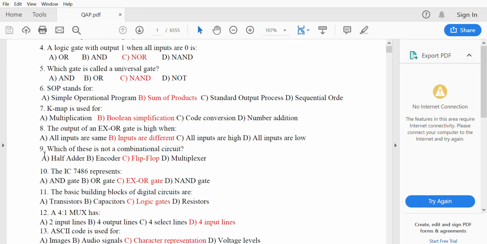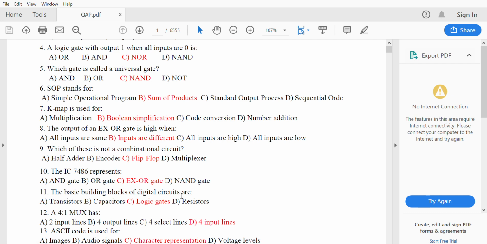Which of these is not a combinational circuit? We know that sequential circuits are flip-flops. So "not a combinational circuit" means it is sequential, and a sequential circuit is a flip-flop. Among these, the combinational circuits are half adder, encoder and multiplexers.